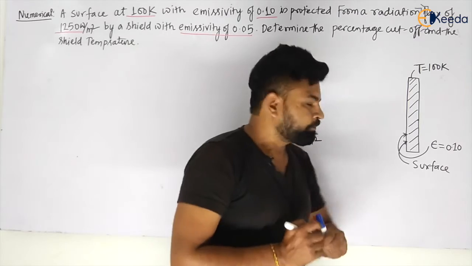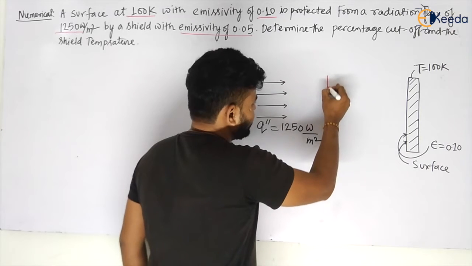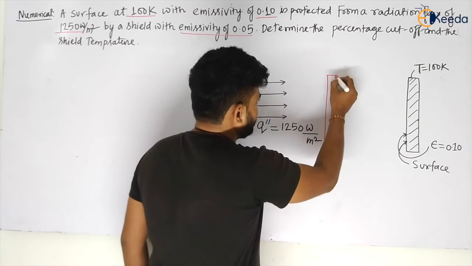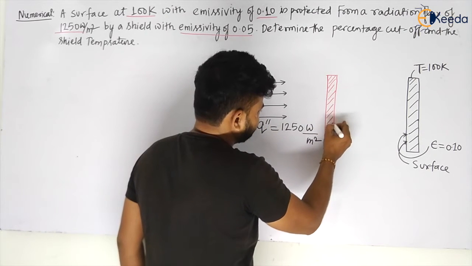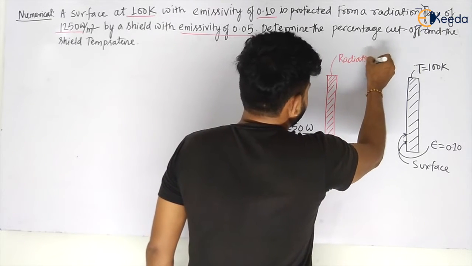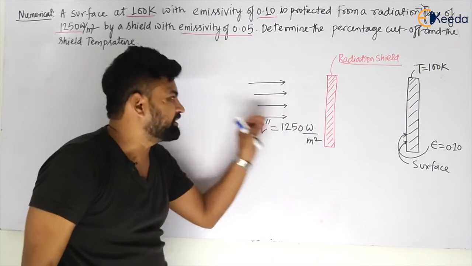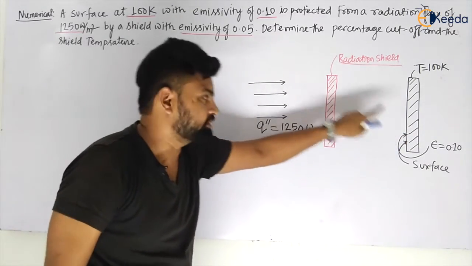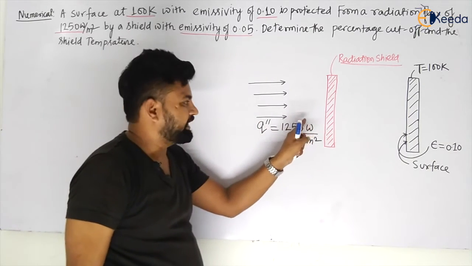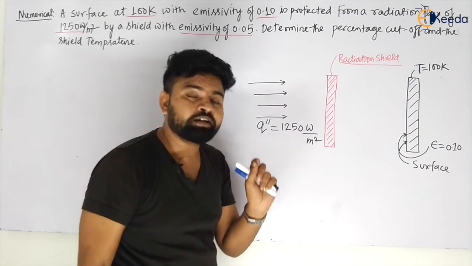Okay. Now if you are putting a radiation shield here, my dear students, what will happen? So you have put a radiation shield. When the radiation shield will be there, this will protect this plate or this surface from radiation, and that's why most of the radiation will be taken back, or will not reach this plate, and there will be reduction in heat transfer.